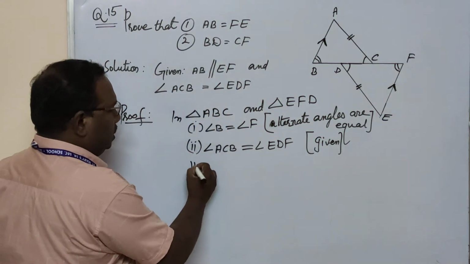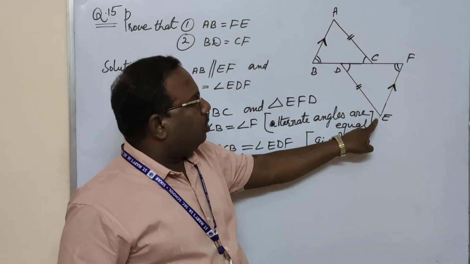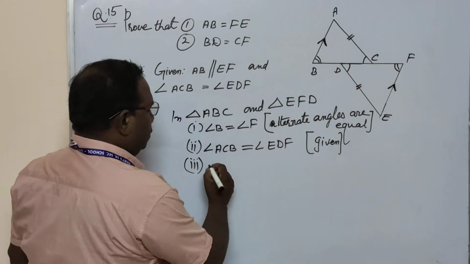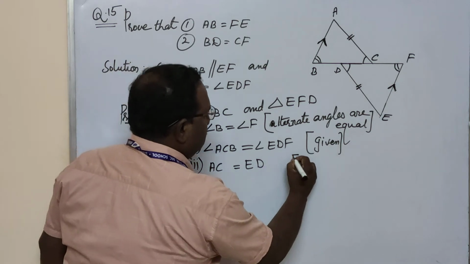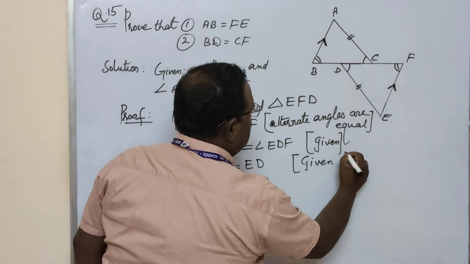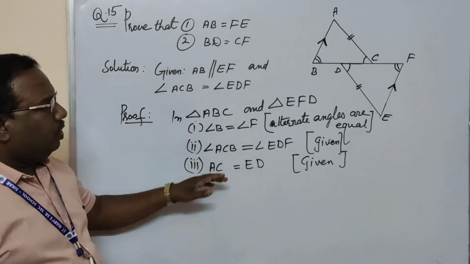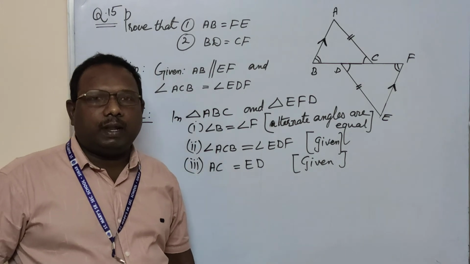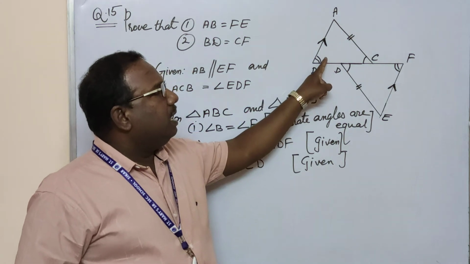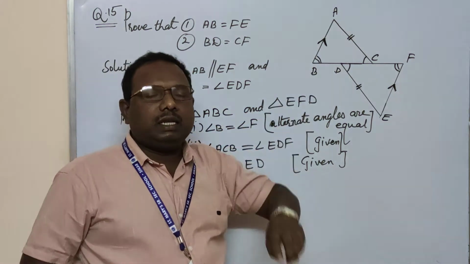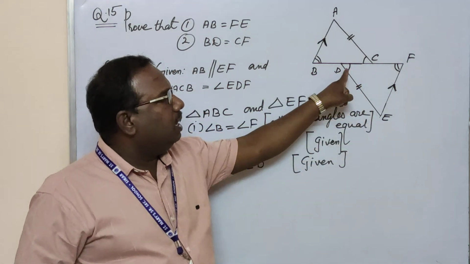So let's go to the third point. What is the third point? You can see here AC equal to ED. This is also given in the question. Let's write it. AC equal to ED, given. So you can easily prove both triangles are congruent. Which criteria of congruency will you apply? Angle-angle-side, AAS criterion of congruency.